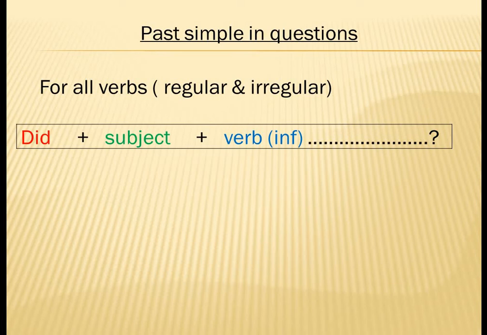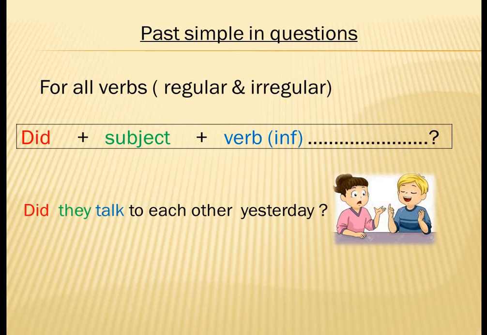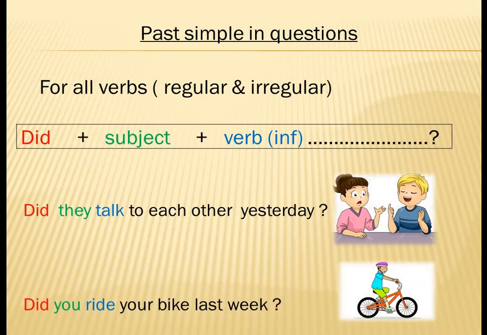For all verbs, regular and irregular, we always start with did plus subject plus the verb in the infinitive. Here is an example. Did they talk to each other yesterday? As you see, we started with did plus the subject, which is they, and the verb talk in the infinitive. Here is another example. Did you ride your bike last week? As you see, the first example is with a regular verb and the second example is with an irregular verb.